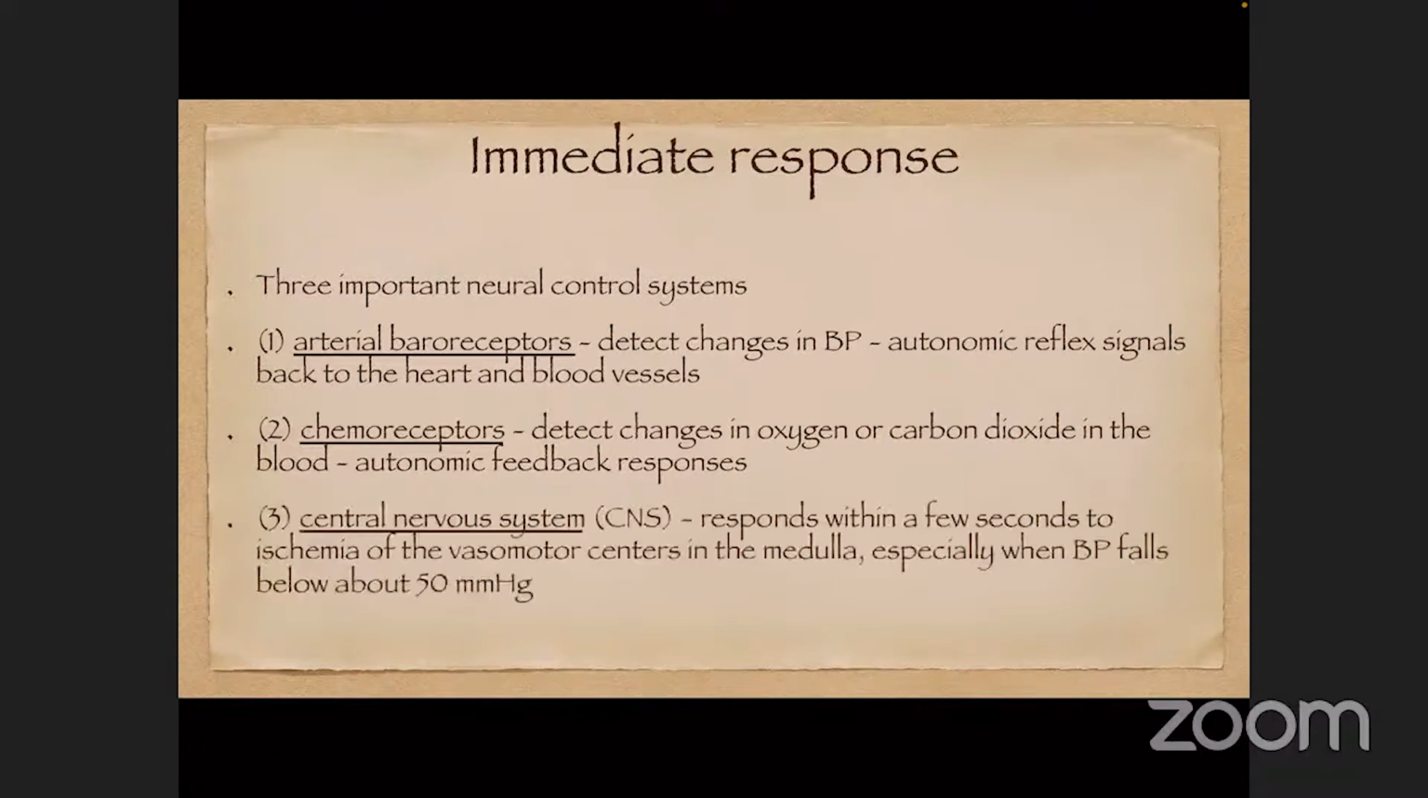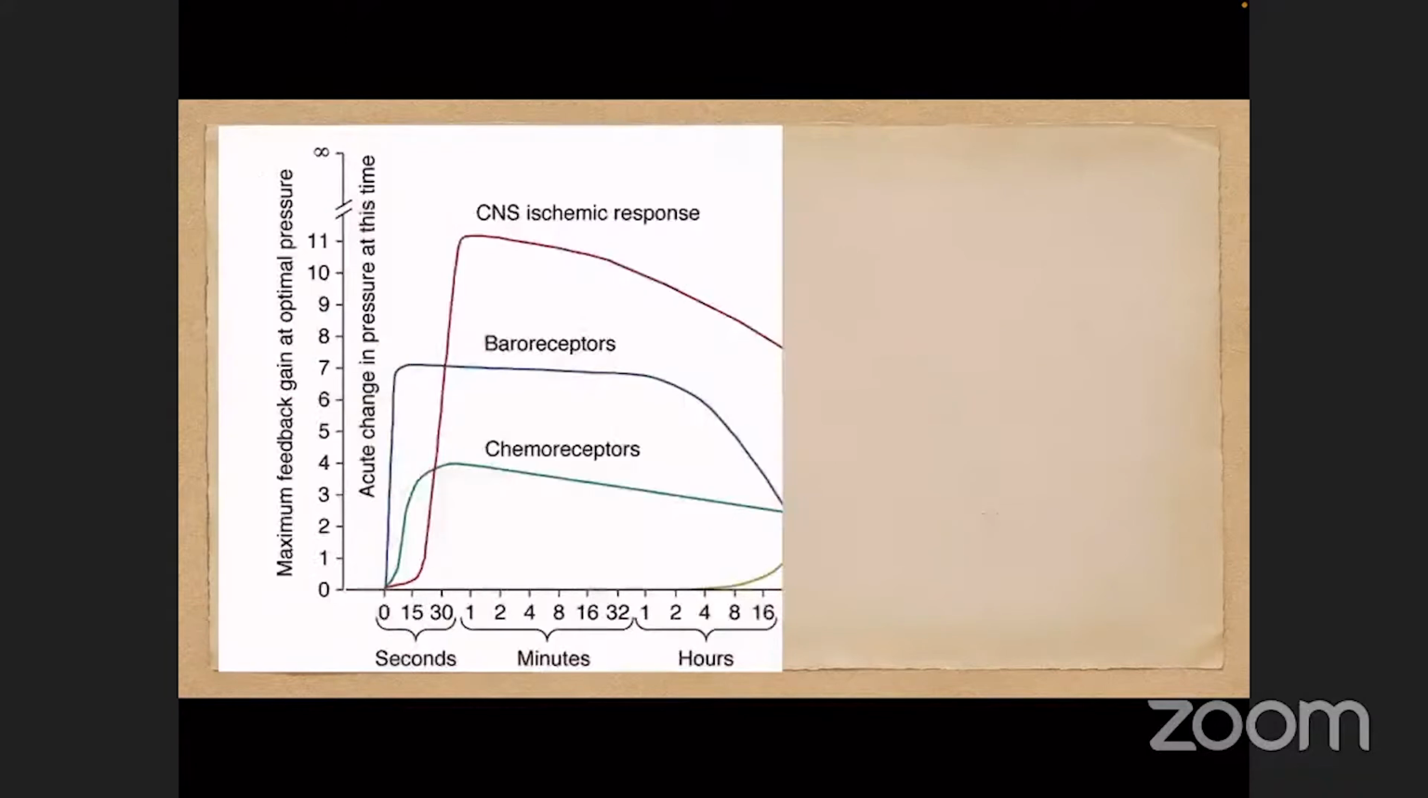And lastly, you have the CNS, which is basically the ischemia of the vasomotor centers in the medulla. If that happens within a few seconds, there will be an entire response, particularly if the blood pressure is falling, in order to revive the BP and maintain it and bring it back to the normal range. So this is the immediate response.